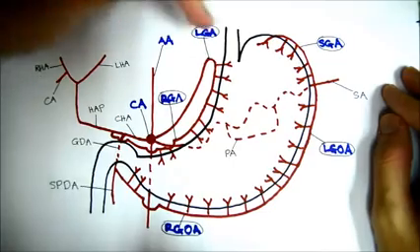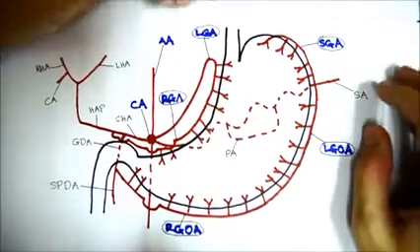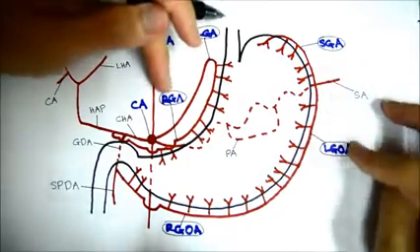So that's it. Remember, there are only 5 branches which supply the stomach, which are these 5 circled ones right here.